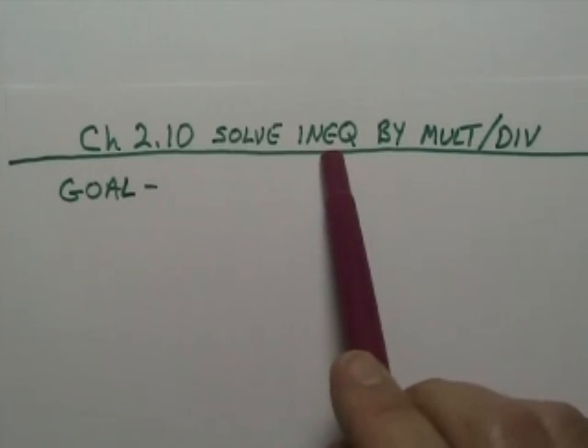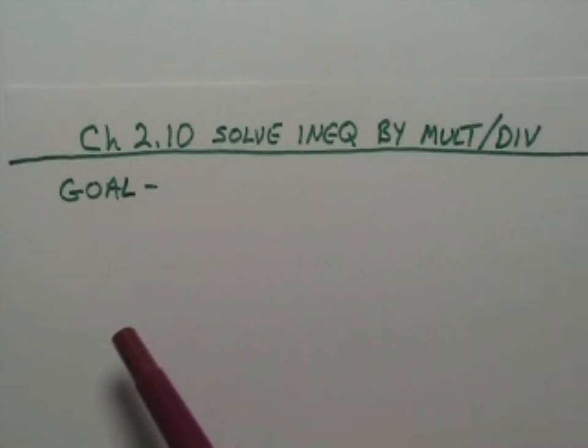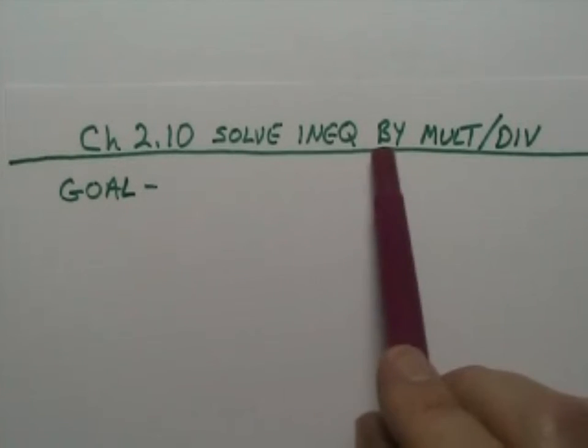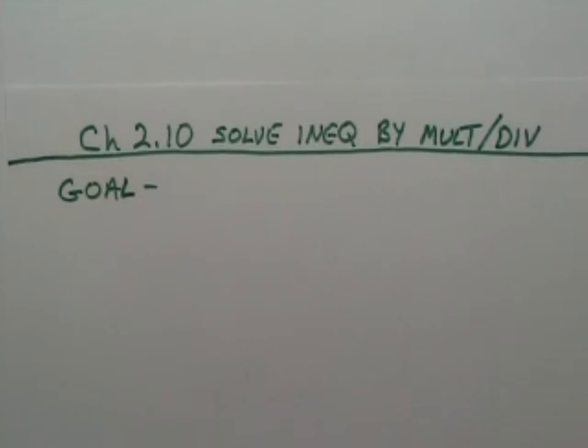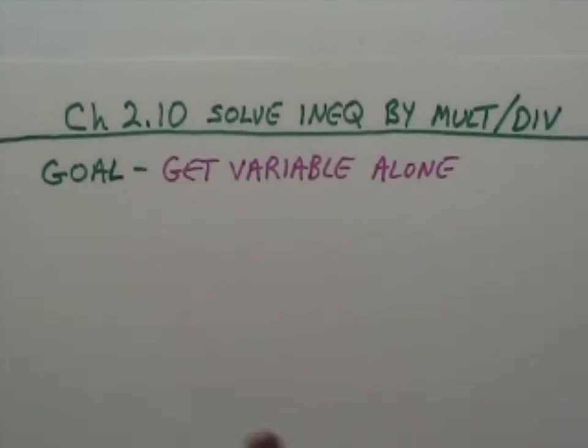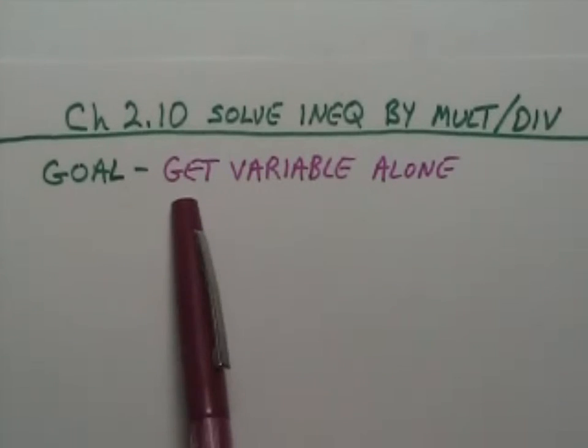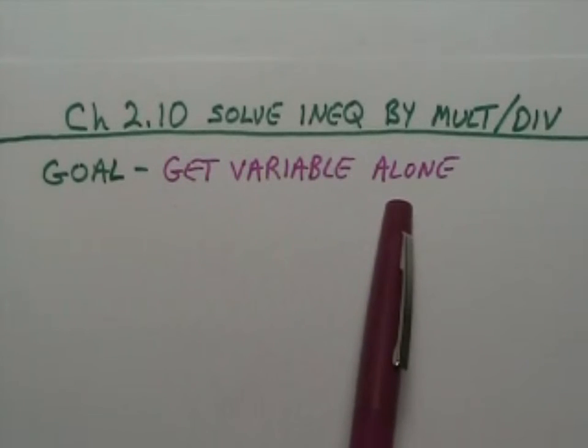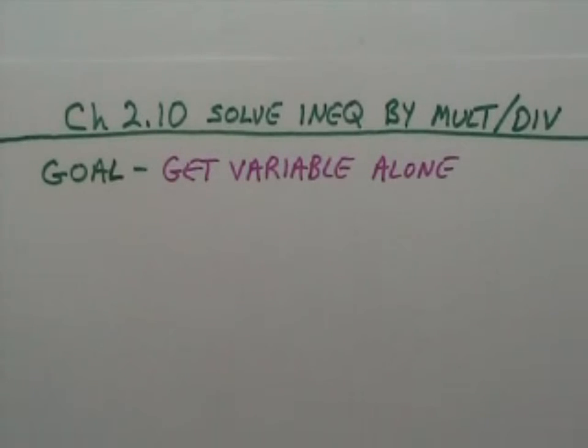Okay, we're going to solve inequalities by multiplying or dividing. The goal is the same as before, and that's to get the variable alone. We're going to do that today by multiplying or dividing.